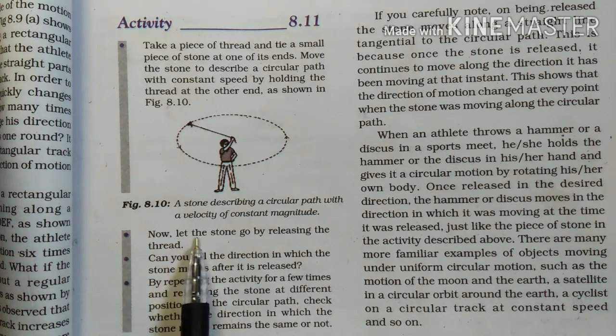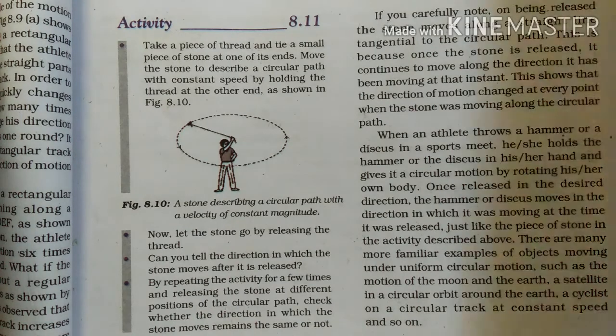Now let the stone go by releasing the thread, and you have to release that stone at a particular point. Now one question is there: can you tell the direction in which the stone moves after it is released? I will tell you the answer, we are just reading the next point. By repeating the activity a few times and releasing the stone at different positions of the circular path, check whether the direction in which the stone moves remains the same or not.